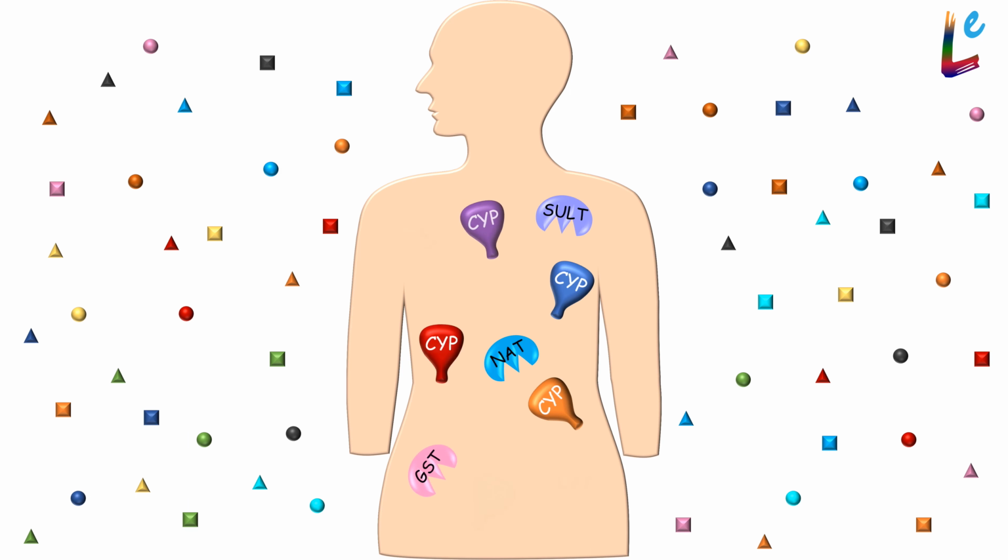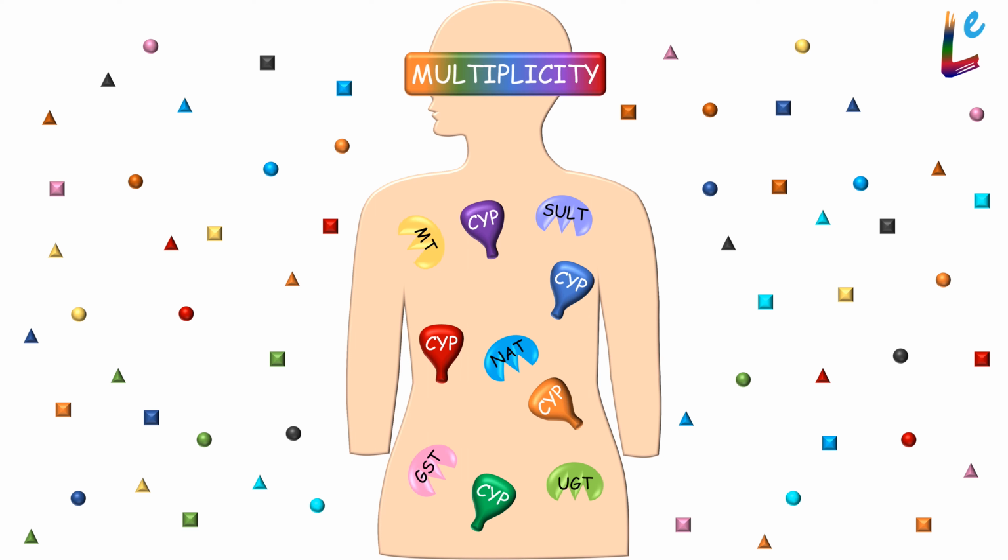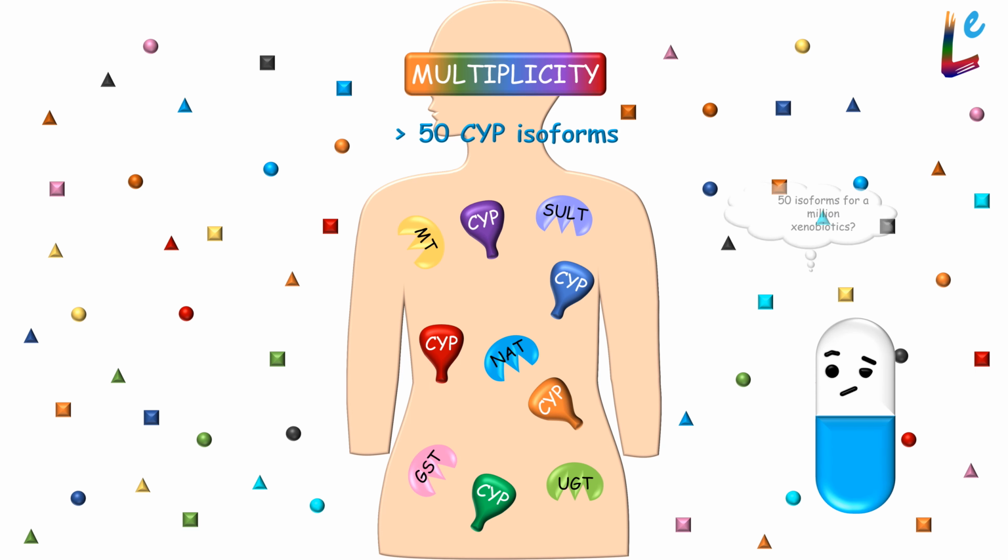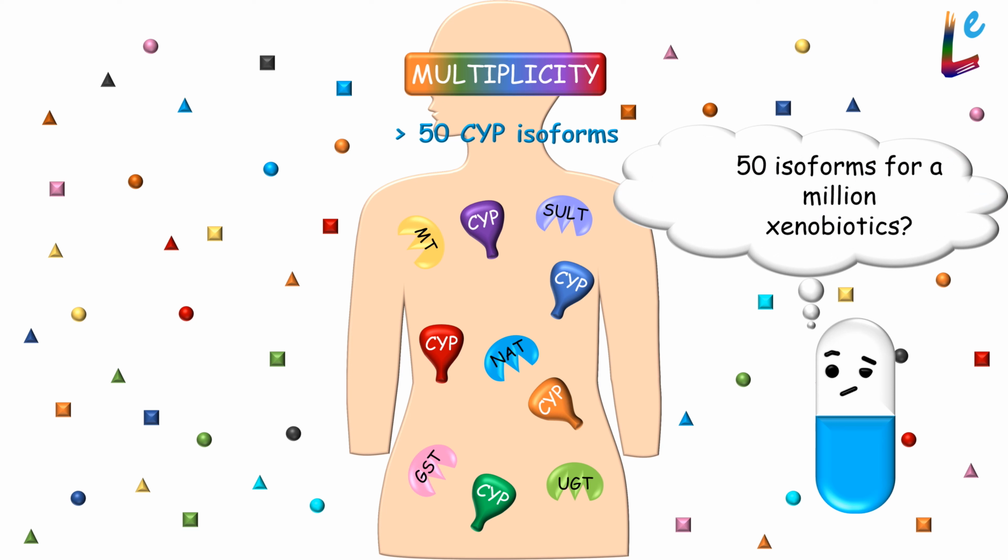Many different types of enzymes or enzyme isoforms for metabolism. That is, multiplicity of enzymes. The CYP family that we discussed earlier has more than 50 isoforms. 50? 50 is way less than the million xenobiotics the body may be exposed to. For that problem, there is another brilliant solution.